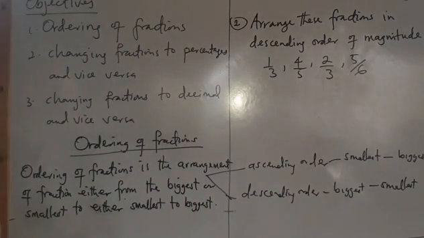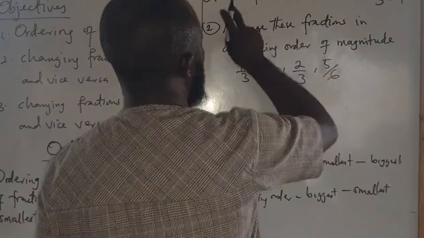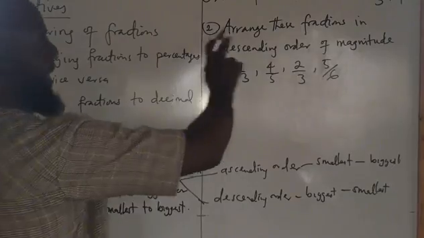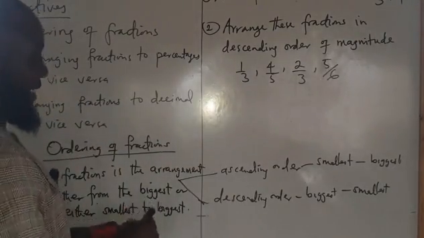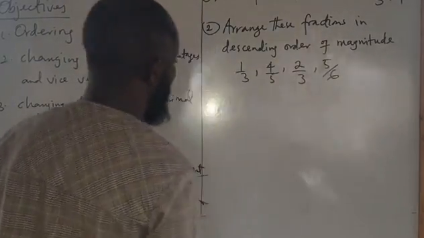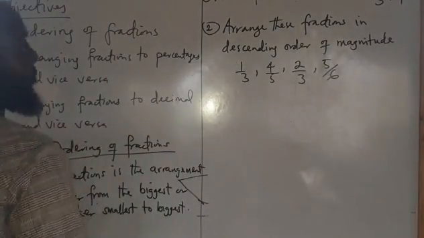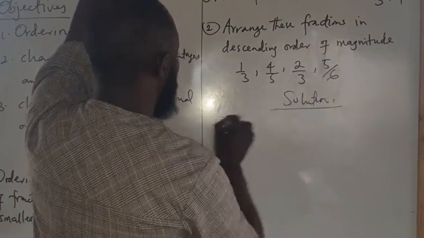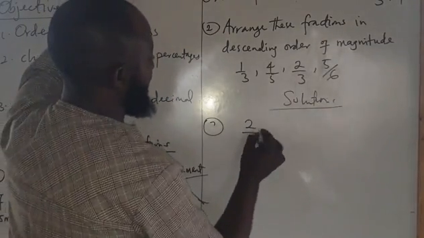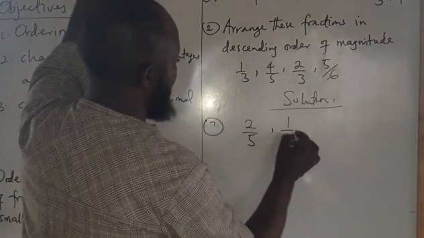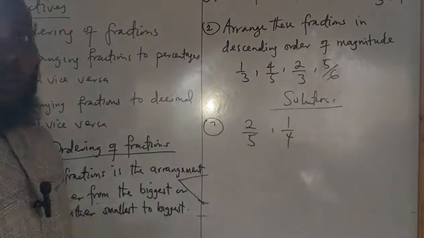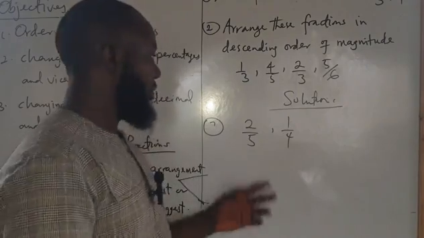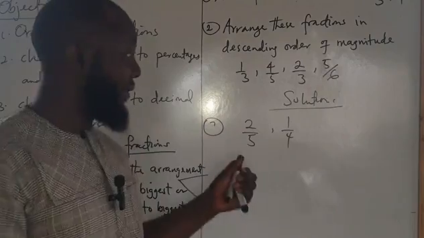If that is the case, let's now look at the examples that we have here. Which fraction is greater in this pair? Then the second one is, arrange these fractions in descending order. Let's start with the first one. Here we have 2 over 5 and 1 over 4. We have done LCM, and we have done addition and subtraction of fractions, so that will help you to understand this.